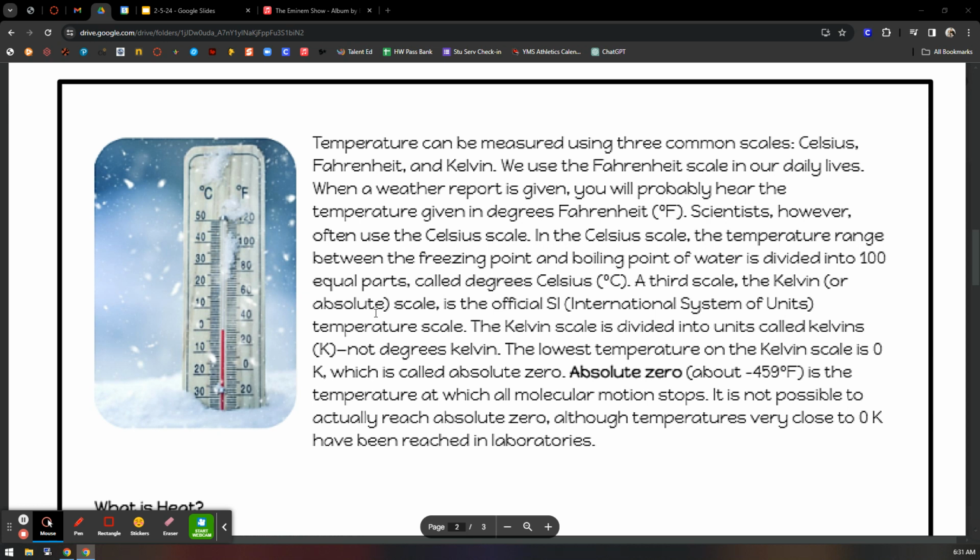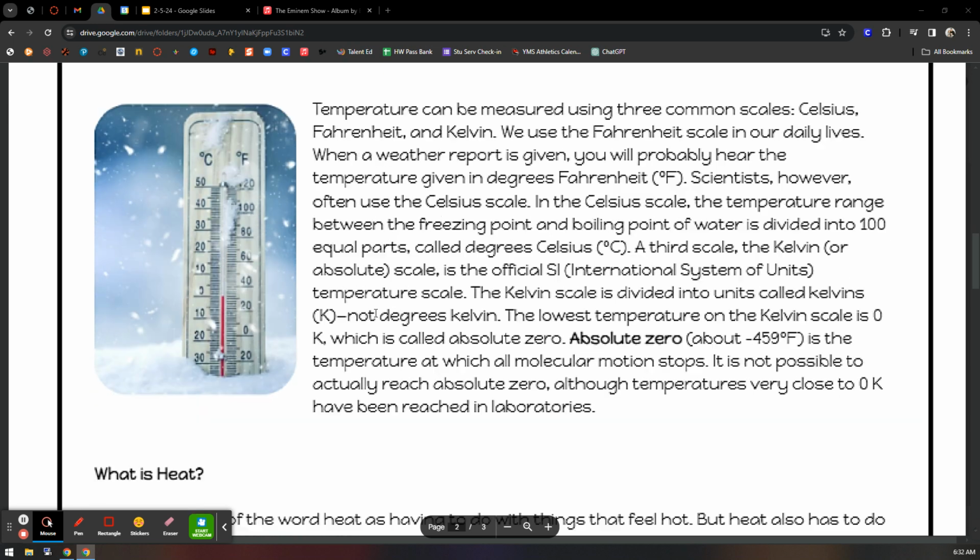A third scale, the Kelvin, or absolute scale, is the official SI temperature scale. The Kelvin scale is divided into units called kelvins, not degrees Kelvin. The lowest temperature on the Kelvin scale is 0K, which is called absolute zero. Absolute zero, about negative 459 degrees Fahrenheit, is the temperature at which all molecular motion stops. It is not possible to actually reach absolute zero, although temperatures very close to 0 Kelvin have been reached in laboratories.